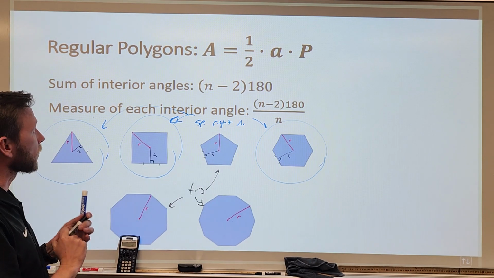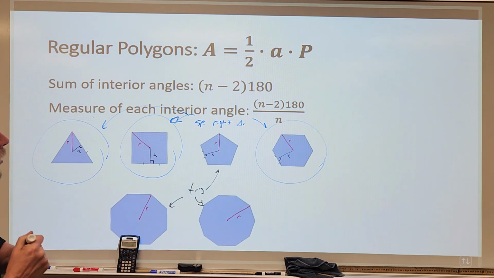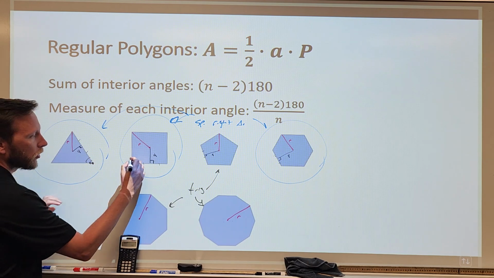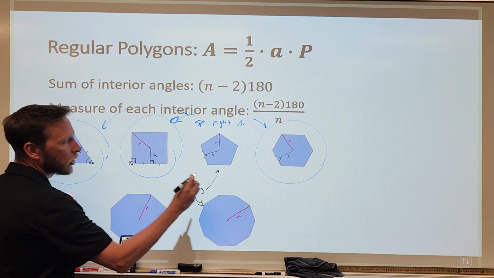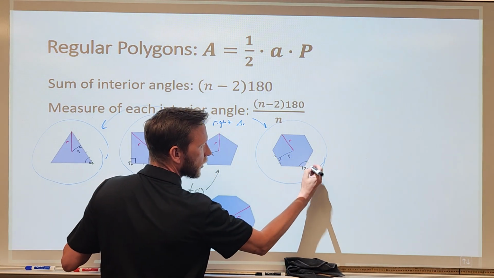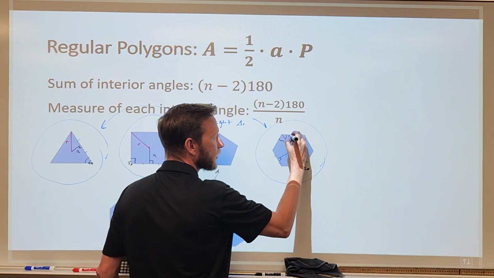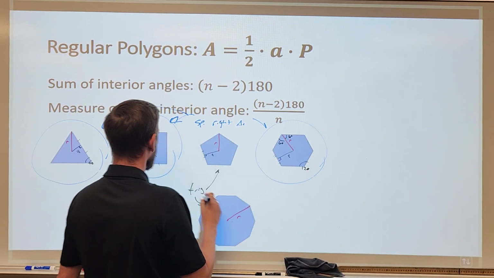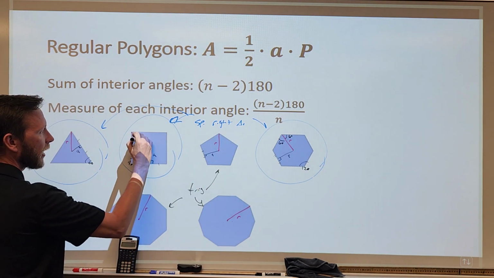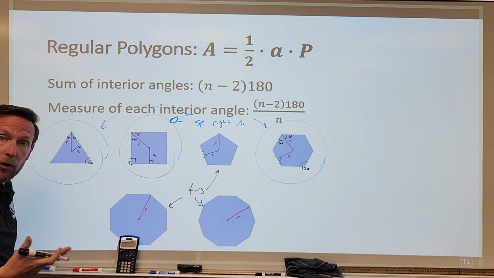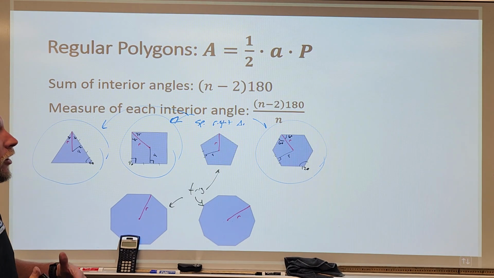And the reason why we get to use special right triangles is because we know that each of these angles is 60 degrees. We know that each of these is 90 degrees. We know that each of these is 120 degrees. And so when we draw in the radius, it cuts that into 60 and 60. It cuts this into 45 and 45. It cuts this into 30 degrees and 30 degrees. And that's important to note, all right?